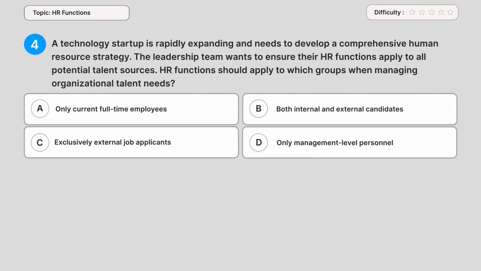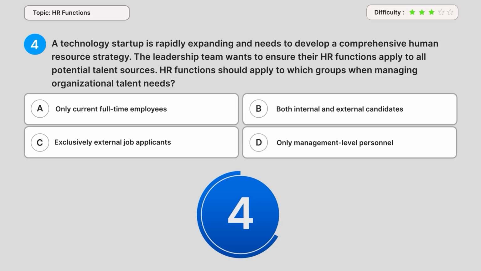4. HR functions should apply to which groups when managing organisational talent needs? A. Only current full-time employees. B. Both internal and external candidates. C. Exclusively external job applicants. D. Only management-level personnel. Do you know the answer?